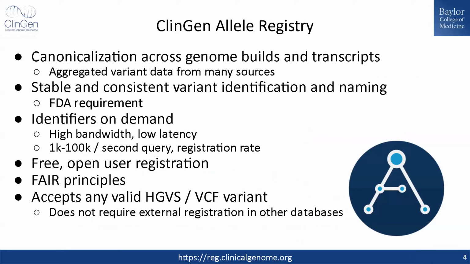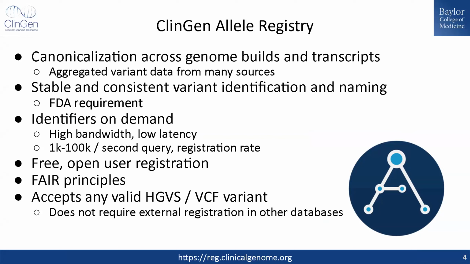Okay, so a little bit more about the allele registry. So I'm going to tell you a little bit more about this canonicalization step, and I'm going to show you an example on subsequent slides. But the canonicalization process across genome builds and transcripts, essentially it's aggregated variant data from many sources, condensed into a single identifier. And so this is useful for people looking at variants across different timeframes, 10 years ago, 5 years ago, last year. You have different variant transcript versions, as sequencing technology improves, and different transcripts are identified, and so it allows you to essentially condense down into a single identifier.